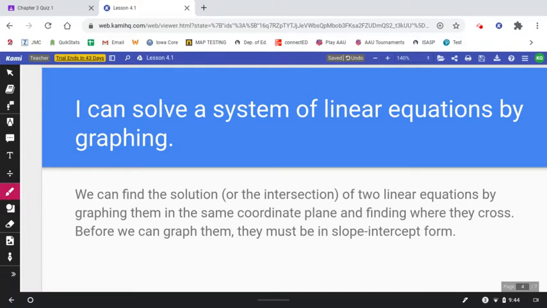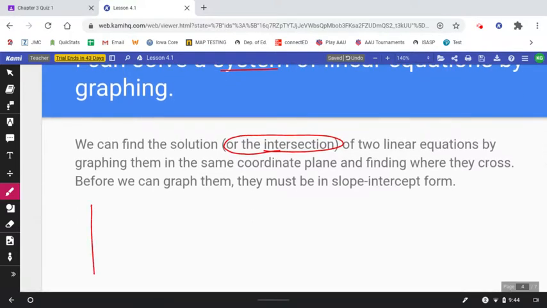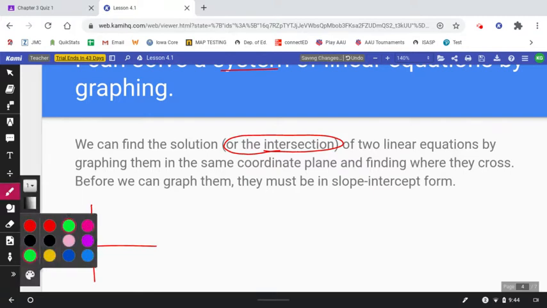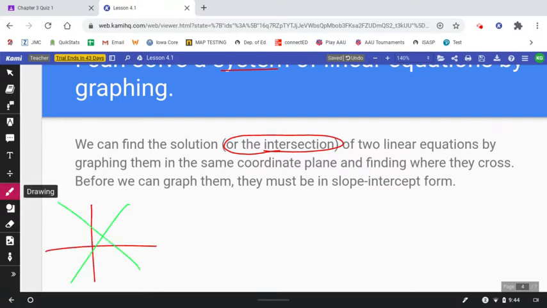Okay, the second part of today's homework is going to be solving a system of linear equations by graphing. So when we are solving systems of linear equations, basically we're checking for where the two cross. And now we have two options. We can have two lines that cross once and have one intersection point. So we would have one solution.